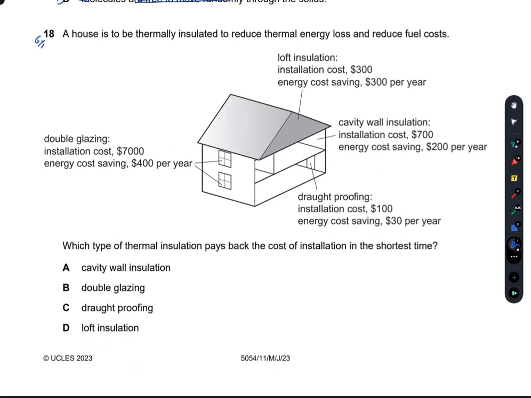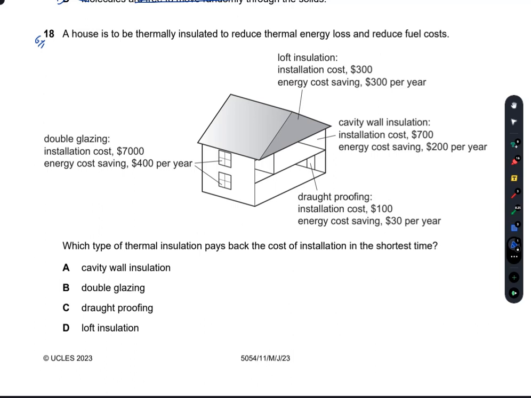A house is to be thermally insulated to reduce thermal energy loss and reduce fuel cost. Which type of thermal insulation pays back the cost of installation in the shortest time? Now, the main thing here is that you do not have to take into account the type of installation and its effectiveness in reducing the thermal energy loss here. You just have to focus on the installation cost and the energy cost saving here. All you have to find is that type of installation that pays back the cost of installation in the shortest period of time.